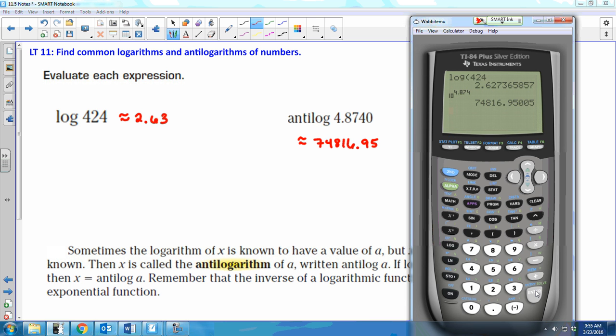Any questions about how to do either of those things? Because that's learning target 11. Again, it shouldn't even count. Any questions?